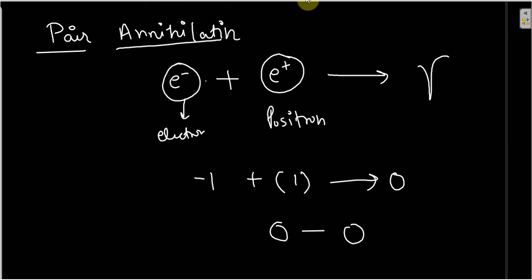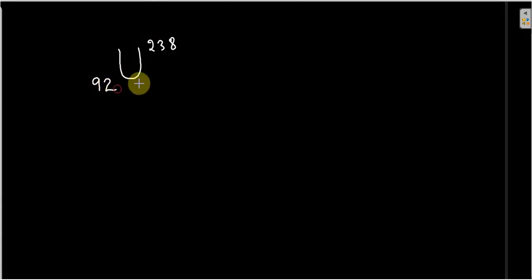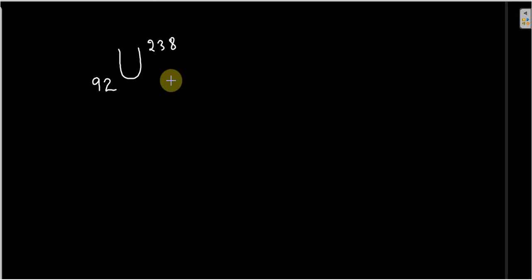And a third example we can take is uranium. In a chain reaction we have a heavy radioactive element known as uranium. The mass number of uranium is 238 and the atomic number is 92. So now what will happen when it interacts with a neutron?